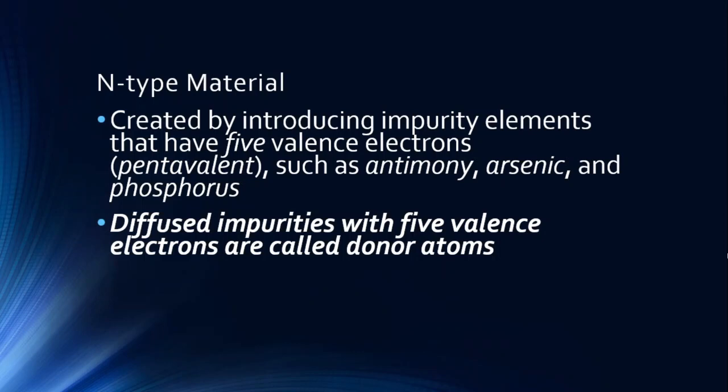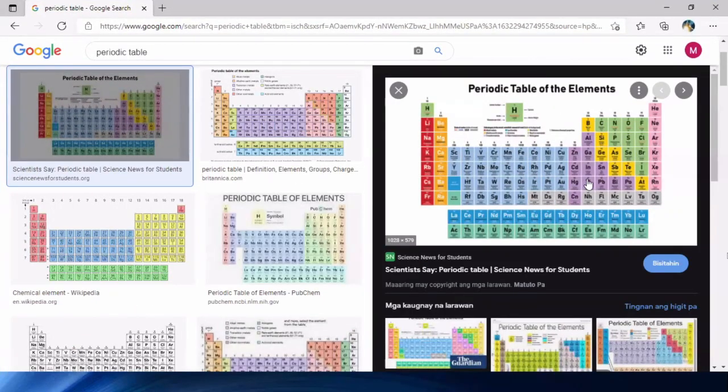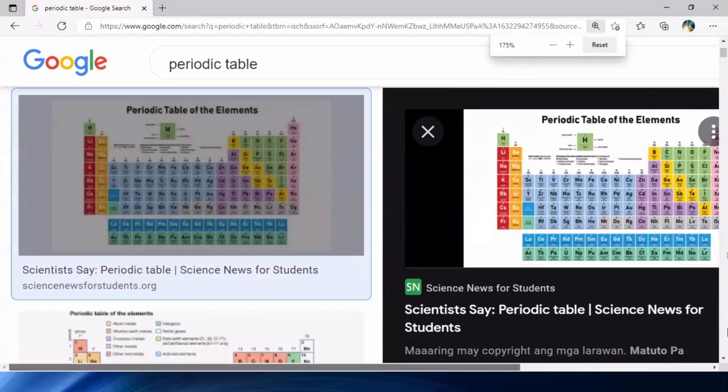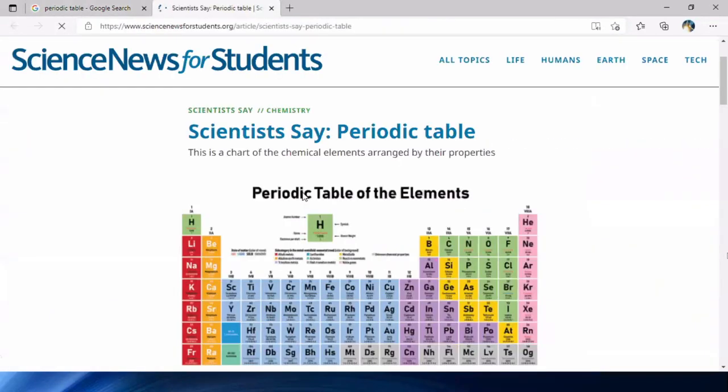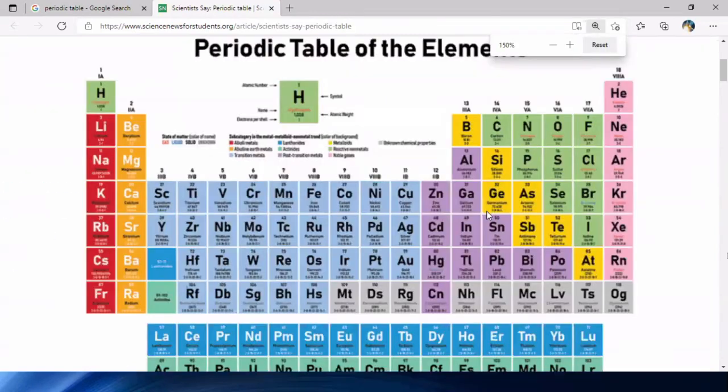periodic table para mas makita natin. So more or less familiar naman tayo sa periodic table of elements, diba? Okay. So isang example ng periodic table. Dito, napapansin nyo, silicon and germanium. Okay, these are the most commonly used semiconductor materials.